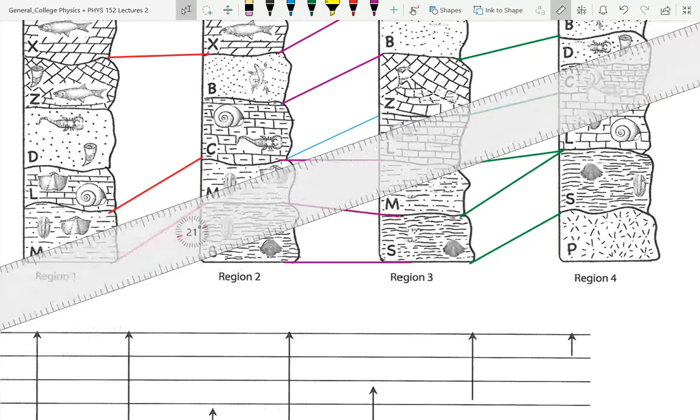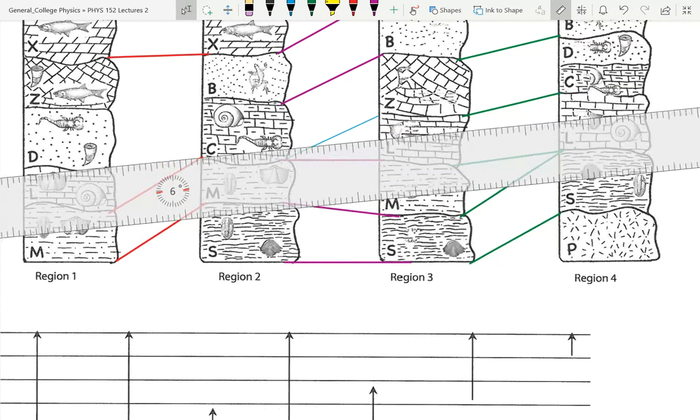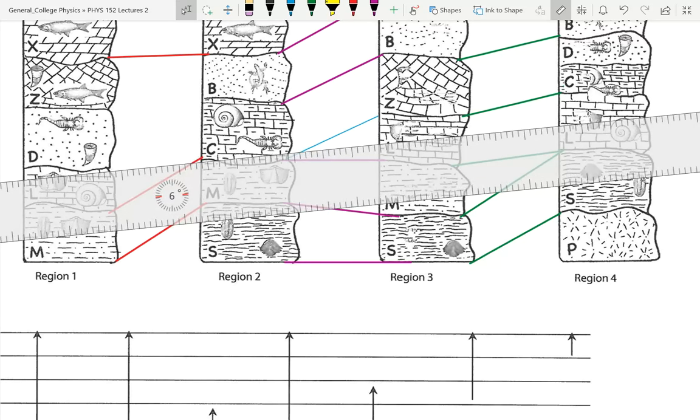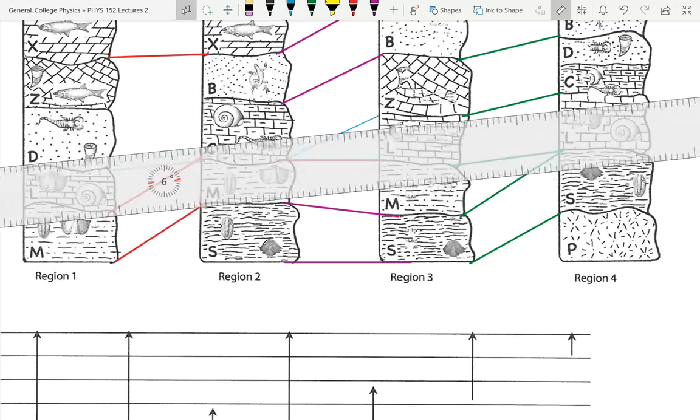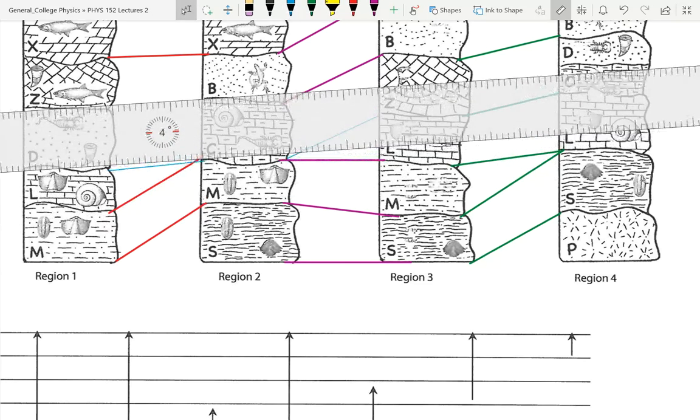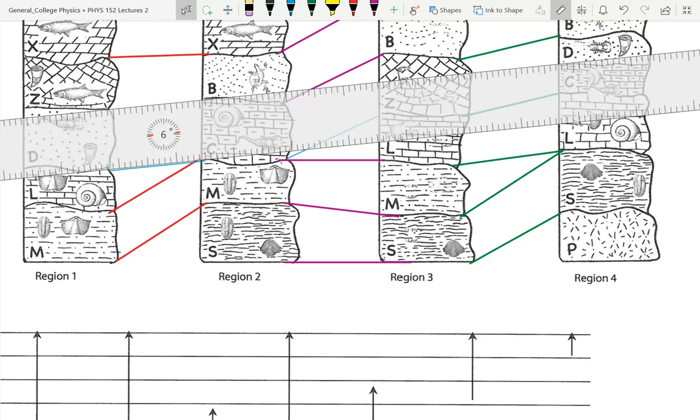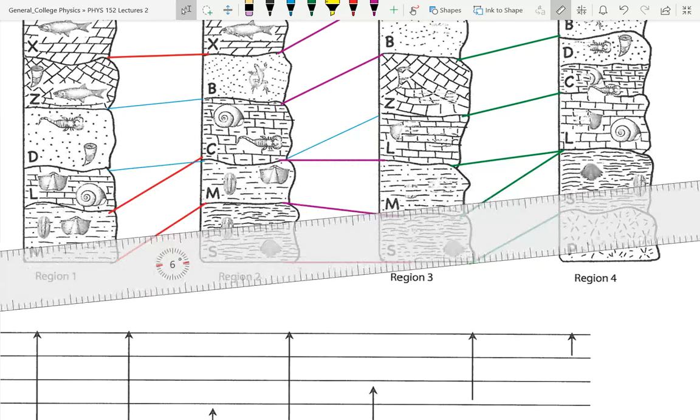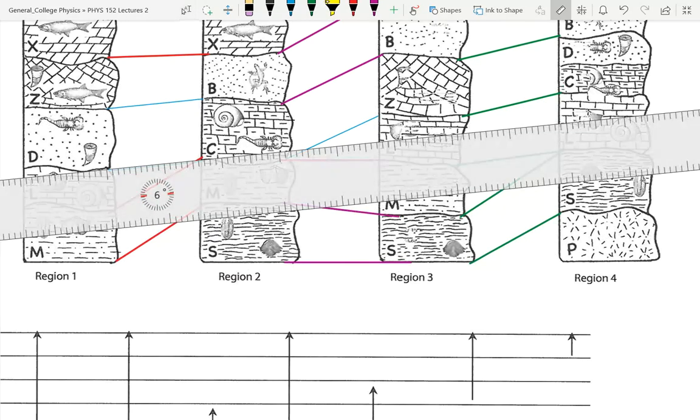And likewise, since C is above L and below D, I must have it go like this. And then we have Z is above D and D is above C. So we're going to have this. Whoops, that didn't quite go right.